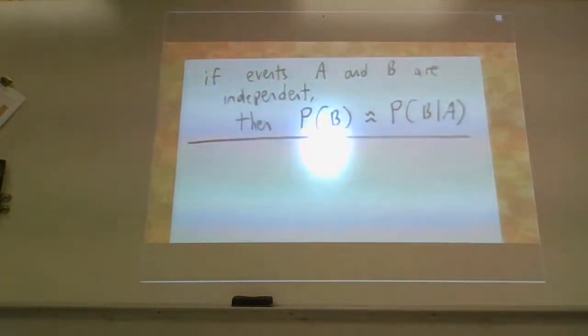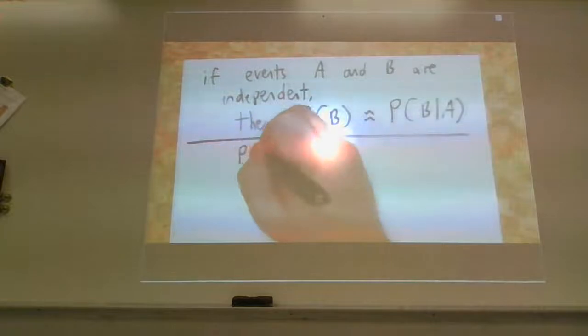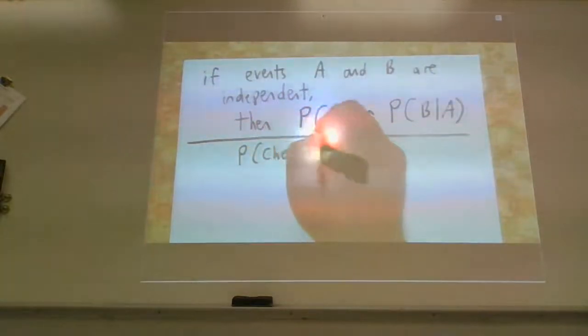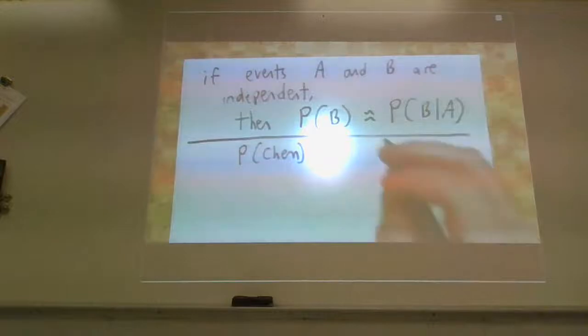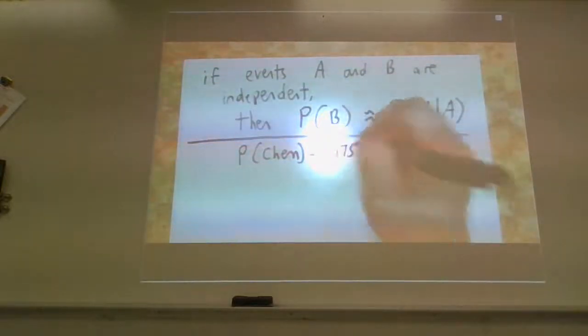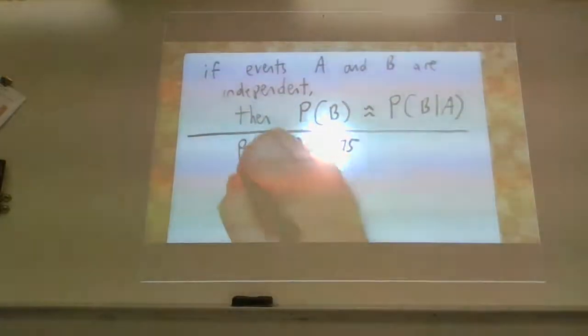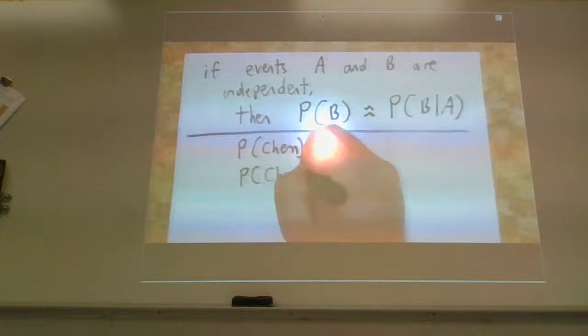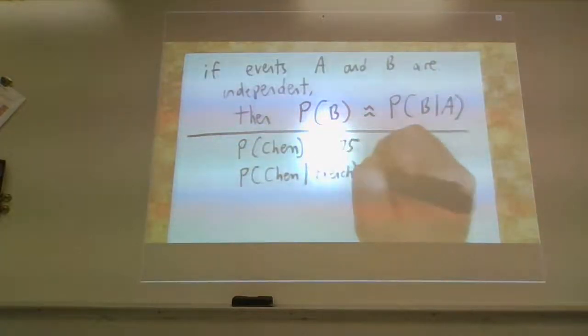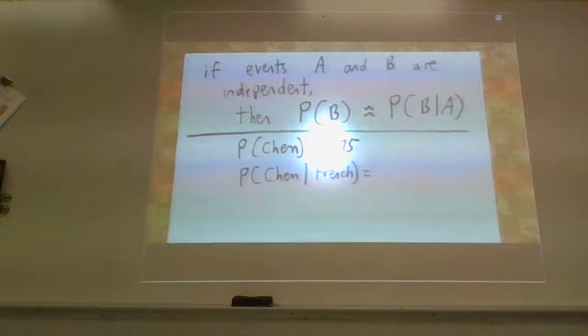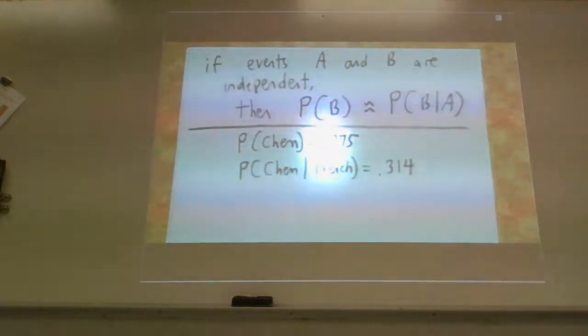Technically, we already have some of these answers. So hold on, I'll do the first one. The probability of chemistry is equal to 0.375, which we found on the table. And the probability of chem given French is equal to 0.314. Interesting.